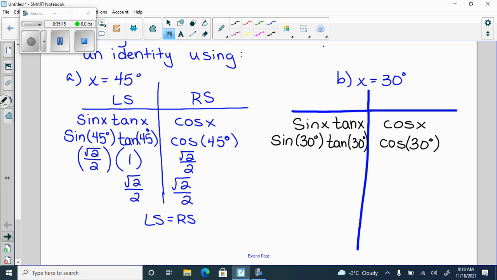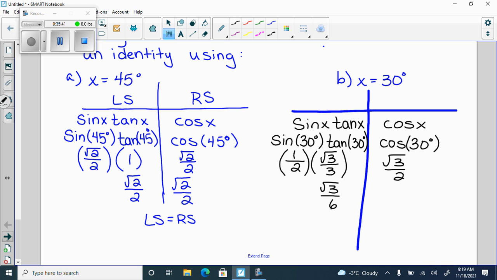What's sine of 30? 1 over 2. What's tan of 30? Root 3 over 3, because all the 30s are root 3 over 3s, or negative root 3 over 3s, and all the 60s are nicely root 3s, remember? Cotans are opposite. And then cos is root 3 over 2. And then I have root 3 over 6. And I don't have to rewrite this one down here, right?